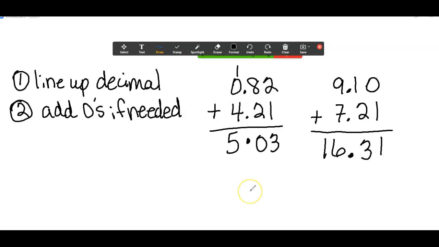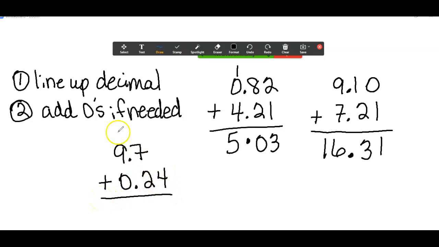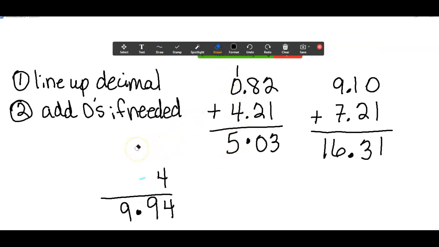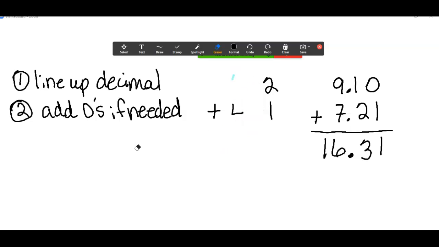And the last one for addition, we're going to do 9 and 7/10 plus 0 and 24 hundredths. Okay, I lined up my decimal, add zeros if needed, I do right here, and now I add 4, 9, and 9. Okay, now let me erase these and we'll do a couple of subtraction problems.